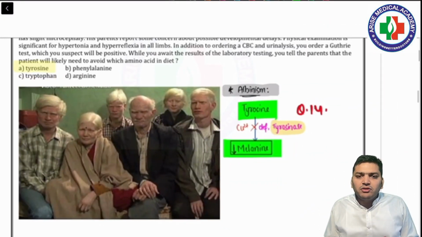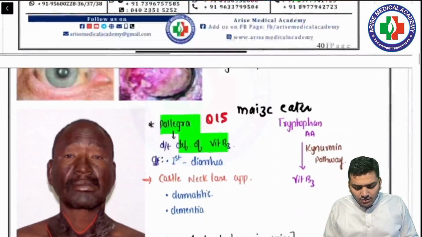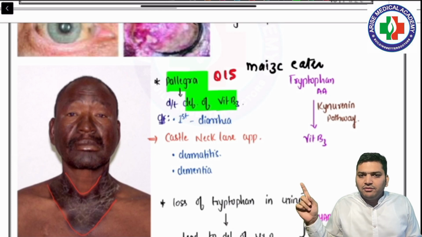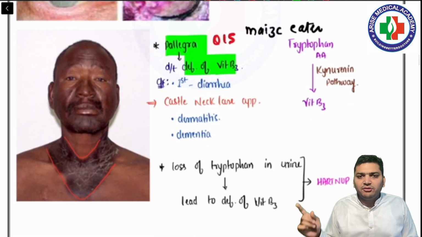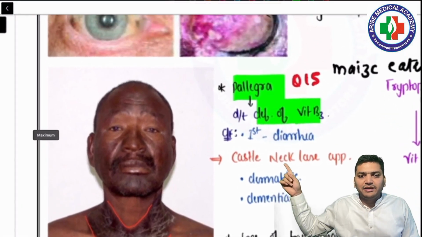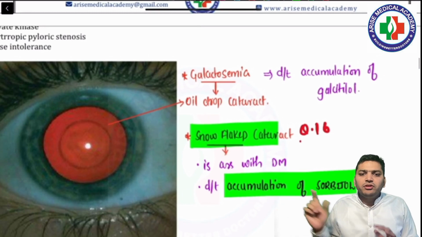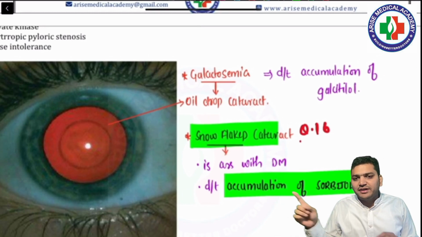Then a question from biochemistry: melanin is synthesized from which amino acid? Melanin is synthesized from tyrosine. The question that they have asked many times in your exam: the maize eaters always have a tendency of tryptophan deficiency, and that leads to pellagra. Then there was a question on snowflake cataract. Snowflake cataract is seen in diabetes.